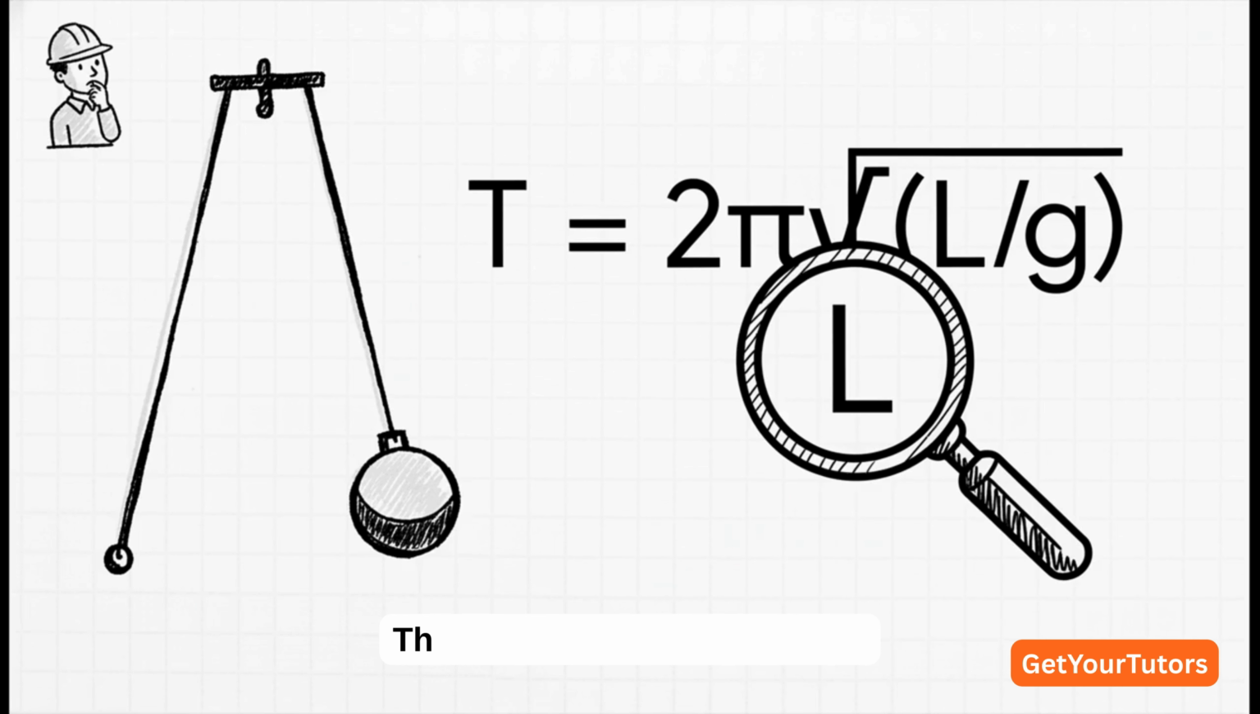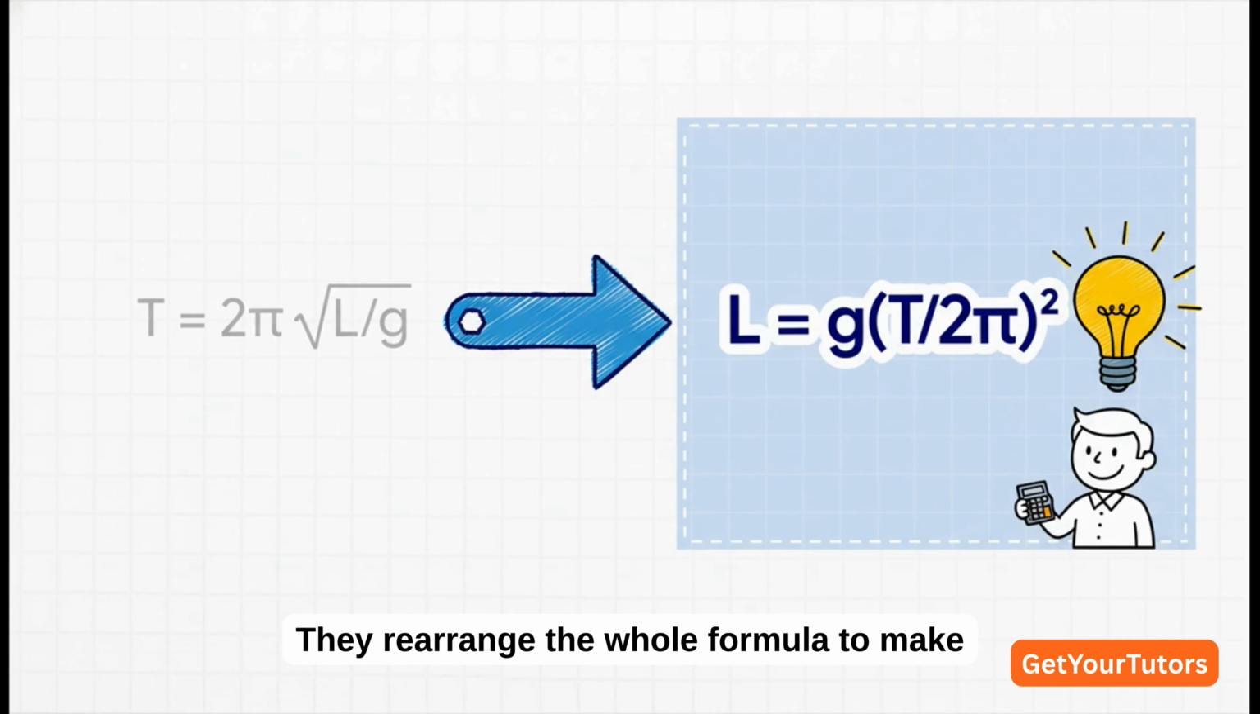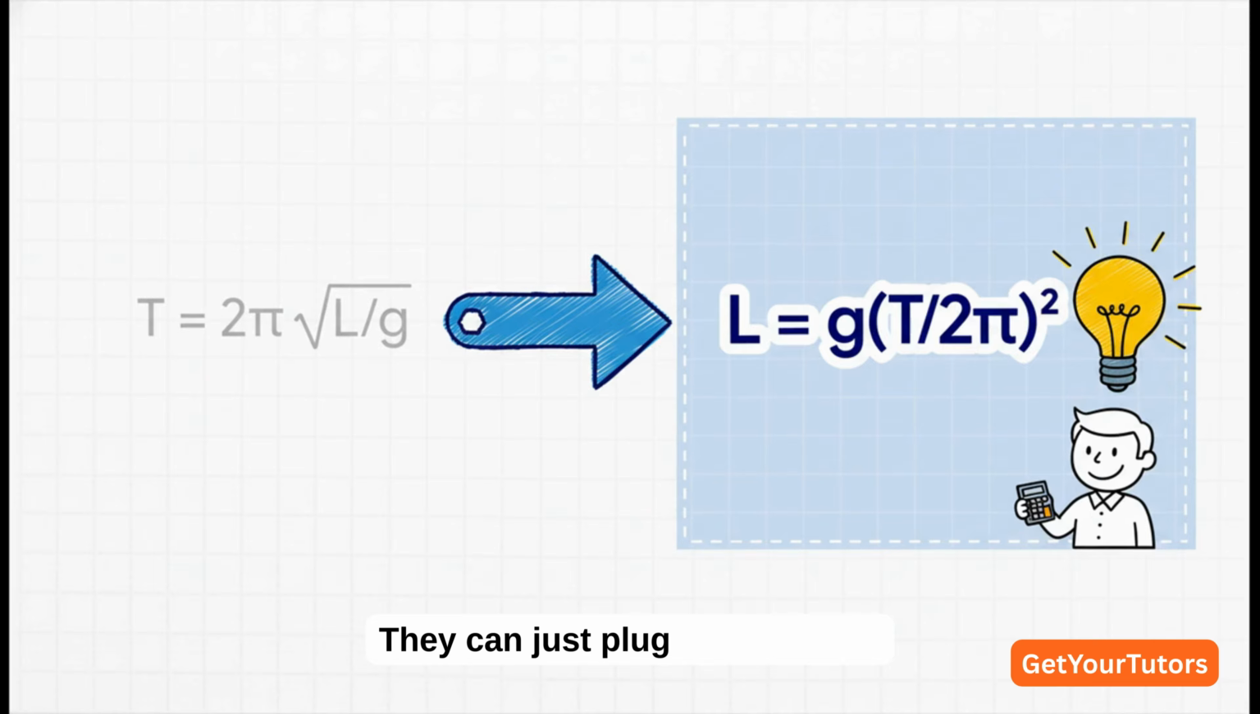But there's a problem. The formula is set up to find t, but what the engineer needs to find is the length, L. So what does our clever engineer do? They use the exact skills we've just been practicing. They rearrange the whole formula to make L the subject. And now they have a new, much more powerful tool. They can just plug in t equals 1, do a quick calculation, and find the exact length of pendulum they need to build. That is why rearranging matters.